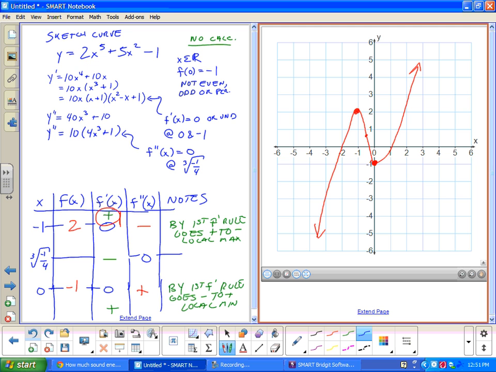Concave, I'll trace the concavity. Concave down to here, to the cube root of -1/4, and then concave up there. And again, from the sign of the second derivative. All right? Fairly straightforward polynomial sketching without a calculator, using the first and second derivative rules. And again, just a real rough curve sketch. Just keep practicing.